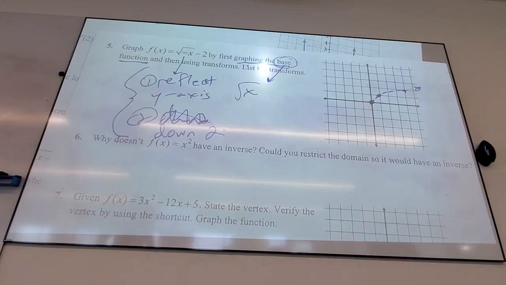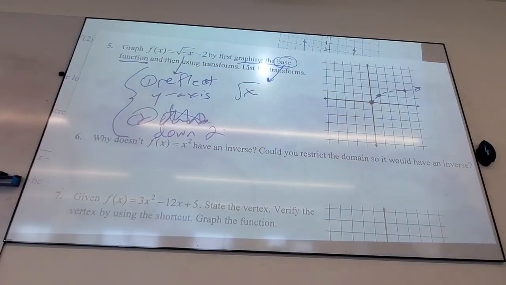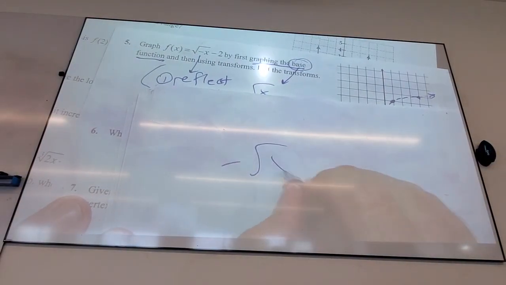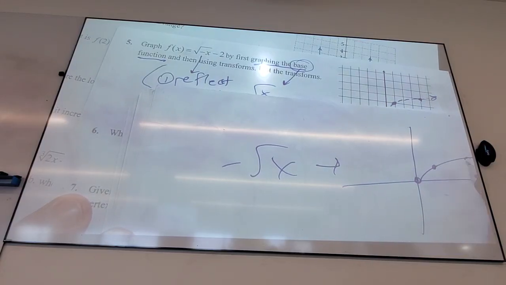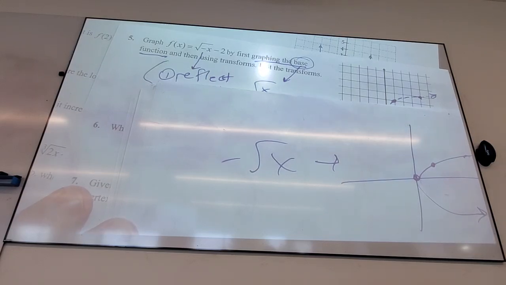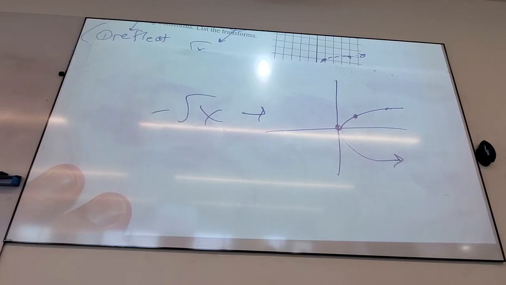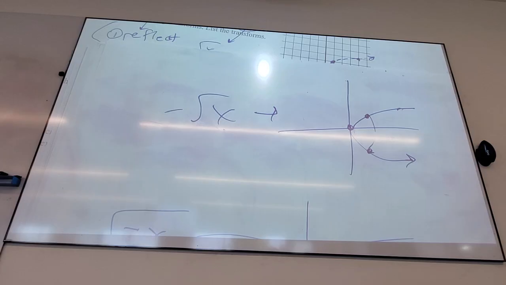Is it a y-intercept? No. So this would take this and reflect it down here. It would take every output and make it the negative of what it was. This allows for the inputs to be negative. So it would take this and reflect it back this way.